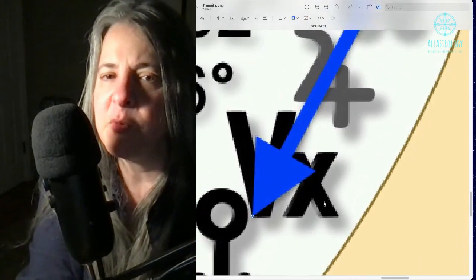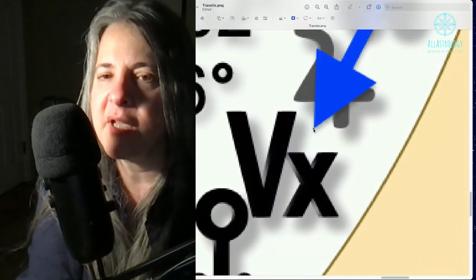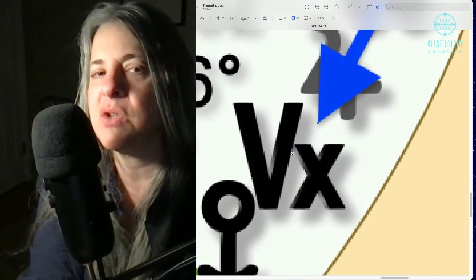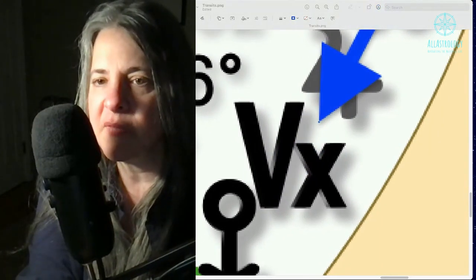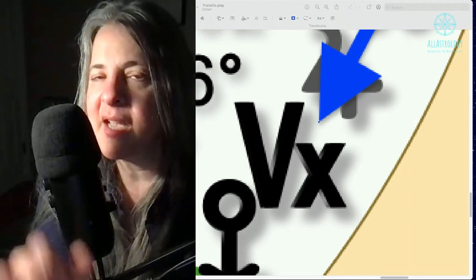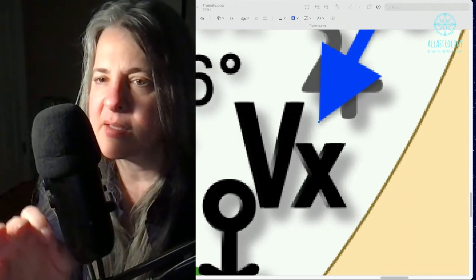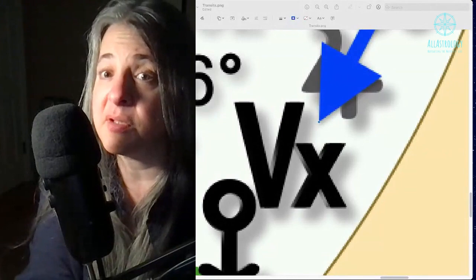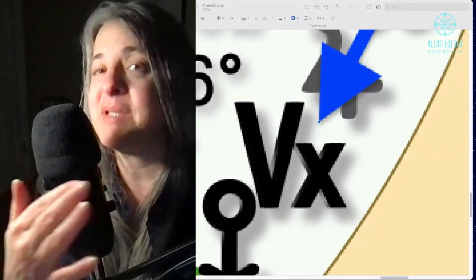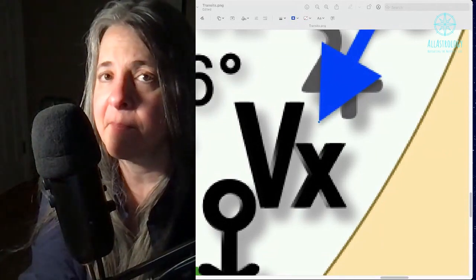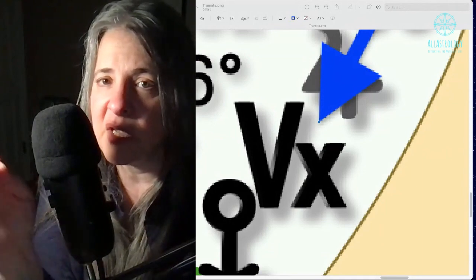Okay, Vertex, let's move on. Let's go to Vertex. Vertex is just a VX in this software, okay? It's just a VX. And there is an anti-vertex in your chart. It's going to be the same exact degrees as your vertex, in the opposite sign, the opposition, okay? So the vertex definition, it is a point.